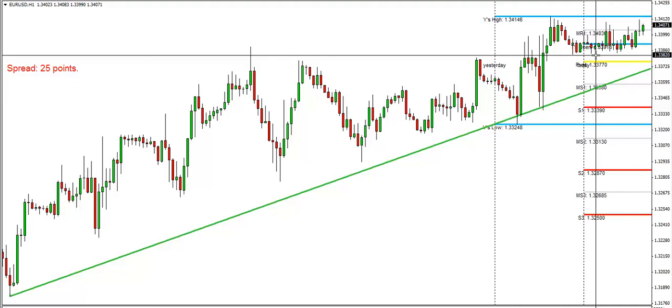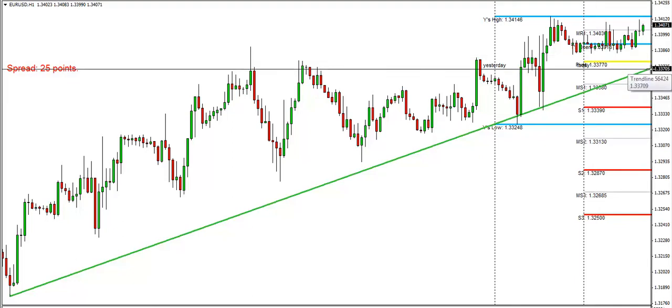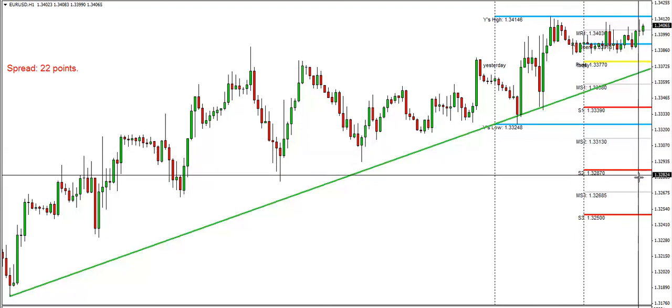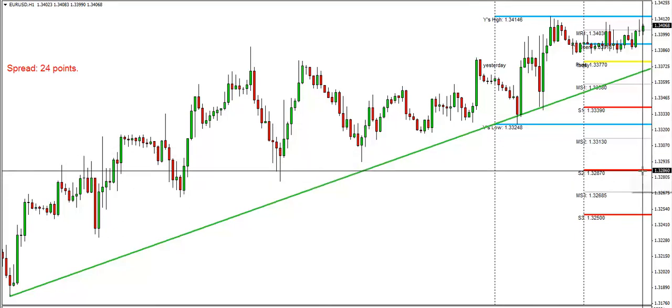If we take out this low, and if we trade around this ascending support trend line into this area, and if we breach this area as well of 1.3370, then we have high odds of continuing lower into yesterday's low. If yesterday's low is taken out at 1.3325, then we have high odds of continuing lower. And these are the short-term targets that we will be looking at.